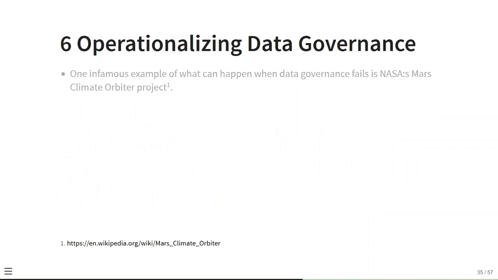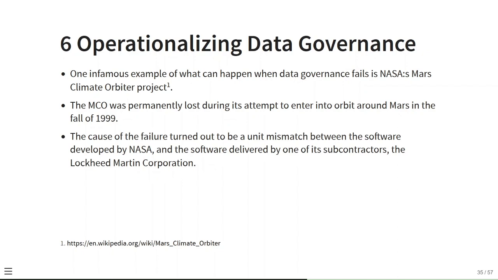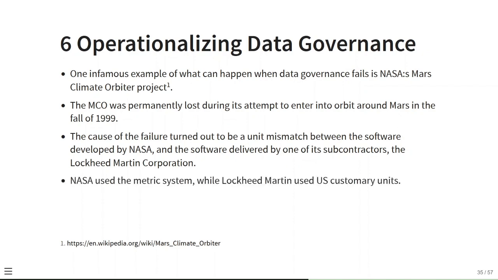Operationalizing data governance. One infamous example of what can happen when data governance fails is NASA's Mars Climate Orbiter project. The MCO was permanently lost during its attempt to enter into orbit around Mars in the fall of 1999. The cause of the failure turned out to be a unit mismatch between the software developed by NASA and the software delivered by one of its subcontractors, the Lockheed Martin Corporation.